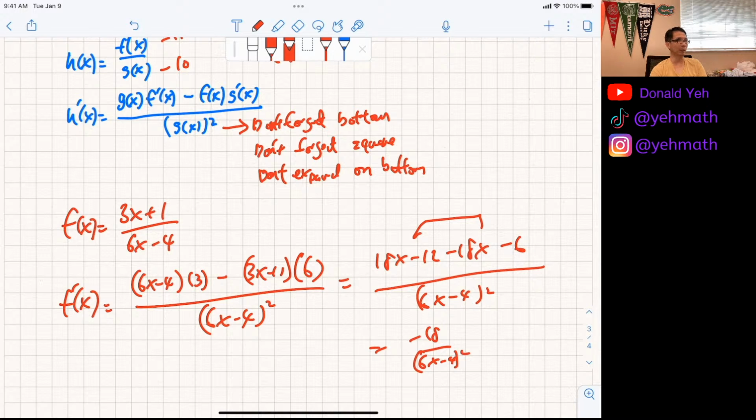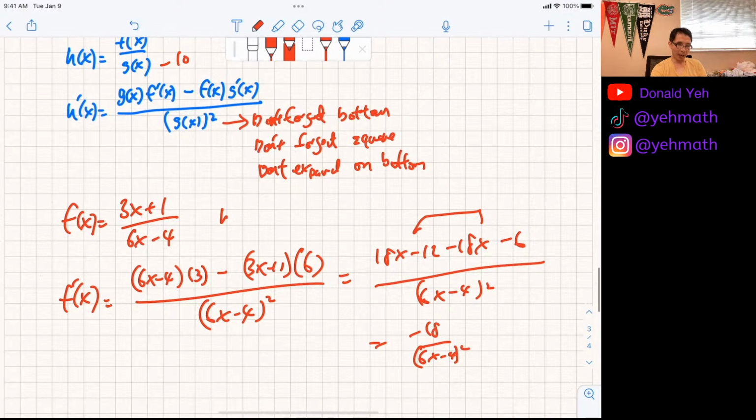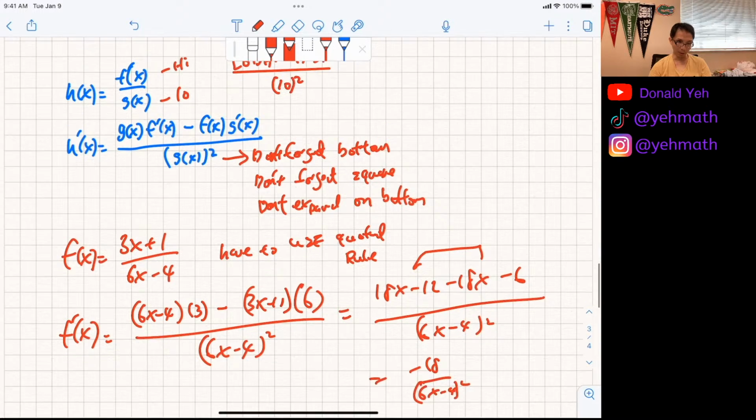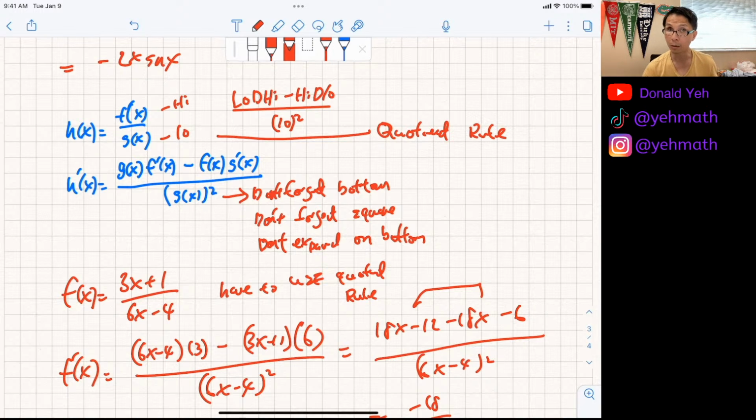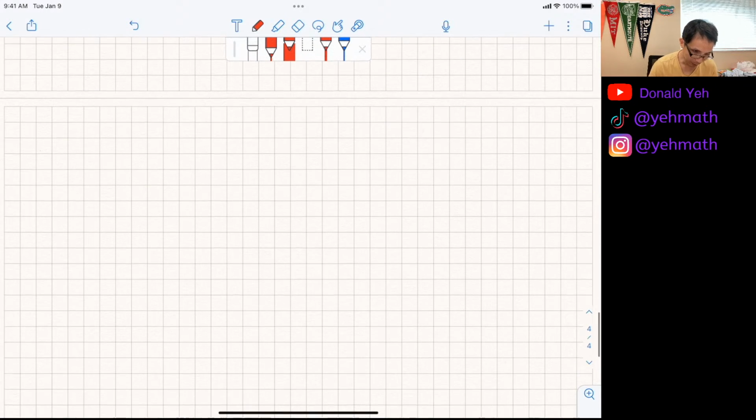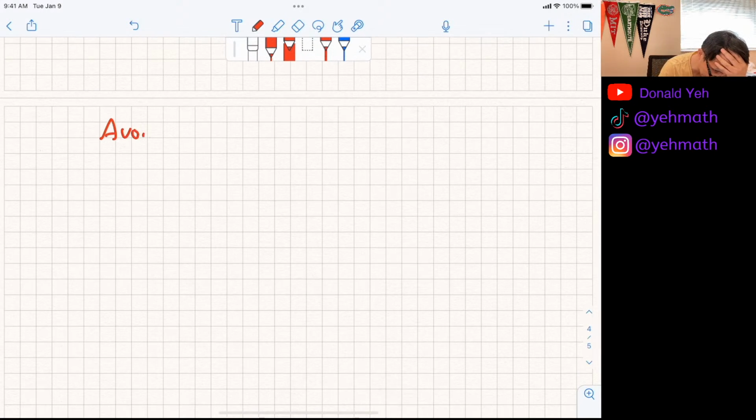So let's talk about when to avoid quotient rule. This is the case you do not avoid. You have to use quotient rule. And besides, this is called quotient rule for a reason because it's a fraction. You have something fraction, it's called quotient rule. So let me write down the name. It's quotient rule. Now, when is a time that you should avoid quotient rule? Avoid quotient rule only in 3 situations.